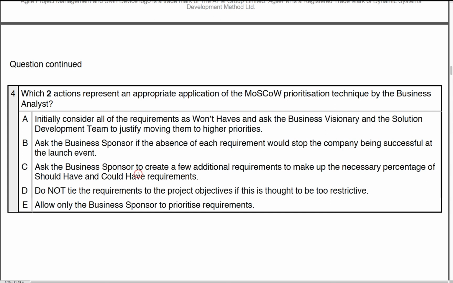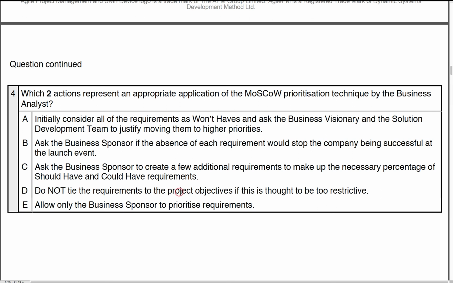Ask the business sponsor to trigger a few additional requirements to make up the necessary percentage. Well, that's not in favour whatsoever. You do not do this. We do not add requirements. We find the should-haves and could-haves within some of the high-level must-haves. That's what you really ought to be doing.